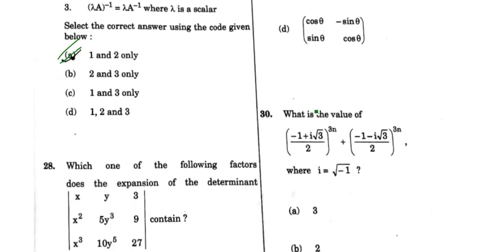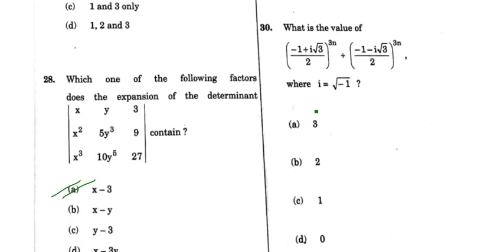This is a simple question. What is the value of ((minus 1 plus i root 3) upon 2) whole power 3n plus ((minus 1 minus i root 3) upon 2) whole power 3n? So what is the value of that? So you have to solve this question and you will get the result as 2. So B option will be correct.